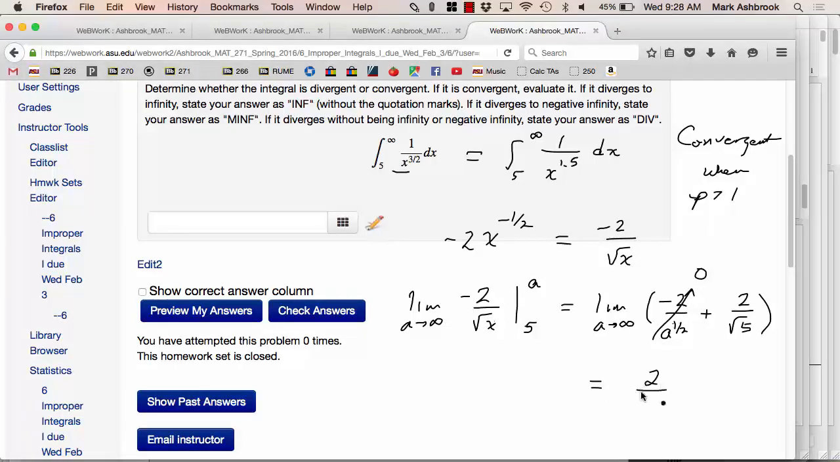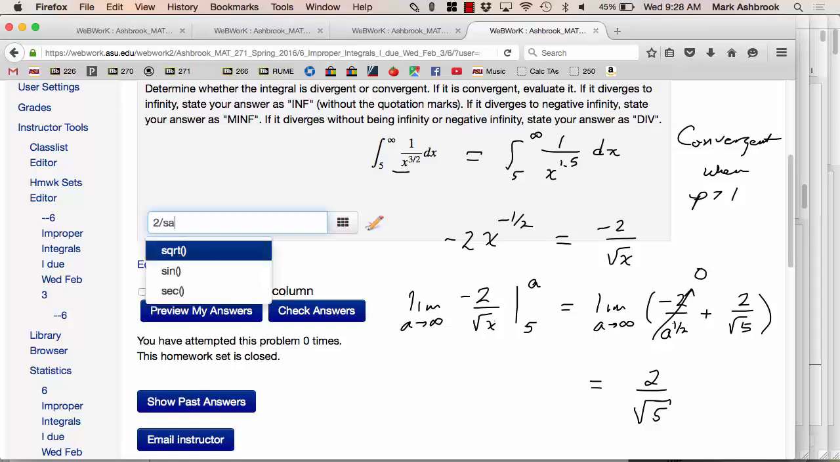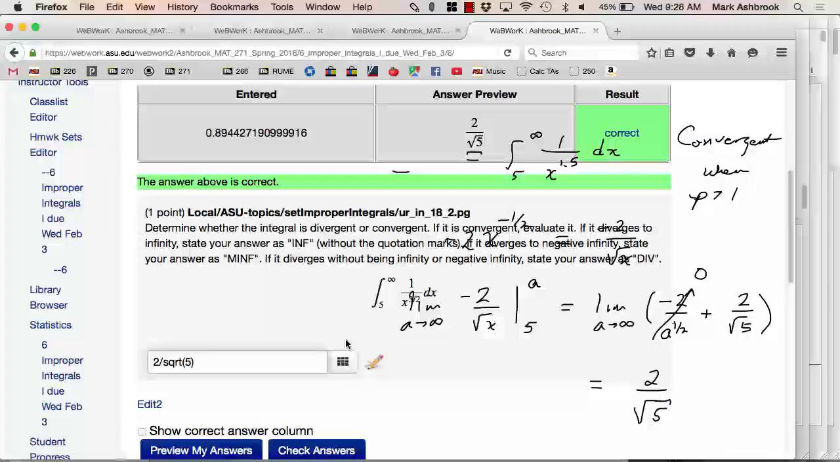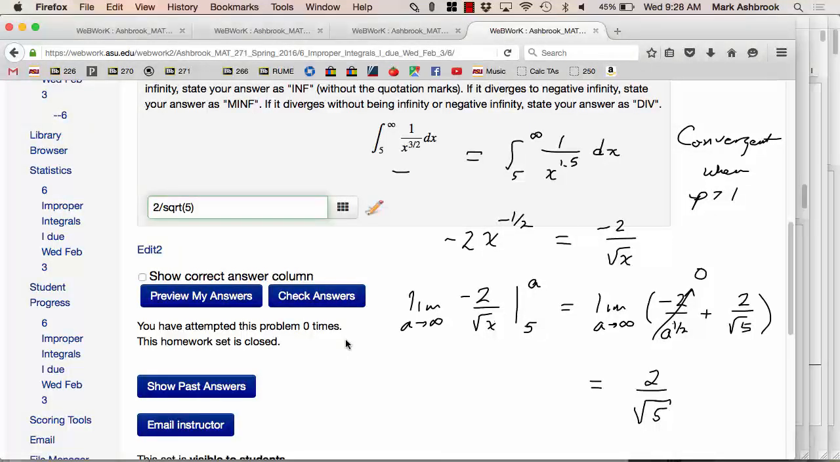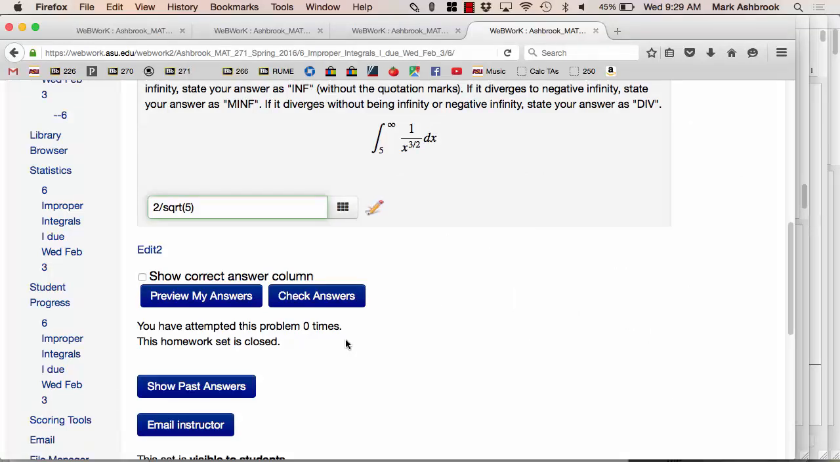So it looks like this, is 2 radical 5, 2 over radical 5. Questions on this one? Okay. Any questions? So let me give you just a little concept quiz related to this stuff. How about this?